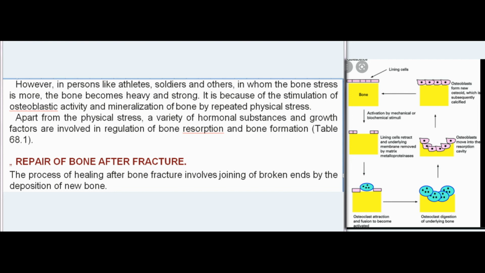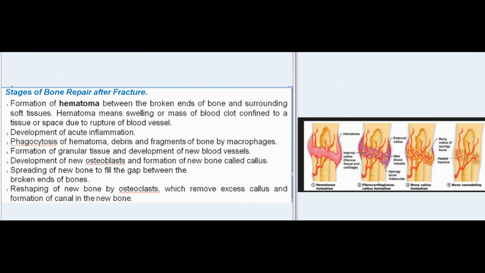Repair of bone after fracture. The process of healing after bone fracture involves joining of broken ends by the deposition of new bone. Stages of bone repair after fracture. Formation of hematoma between the broken ends of bone and surrounding soft tissues. Hematoma means swelling or mass of blood clot confined to a tissue or space due to rupture of blood vessel. Development of acute inflammation. Phagocytosis of hematoma, debris, and fragments of bone by macrophages.